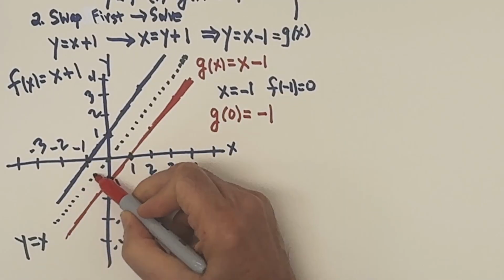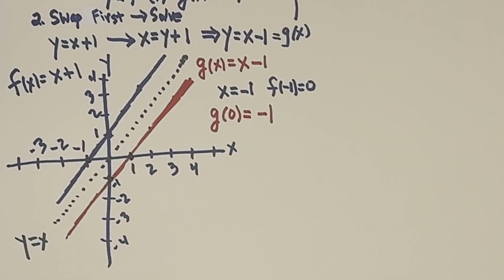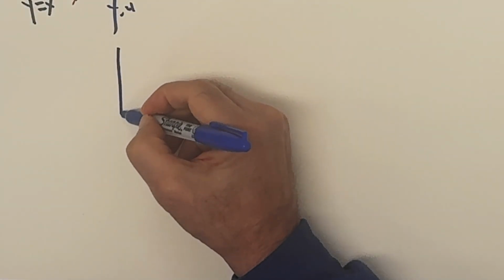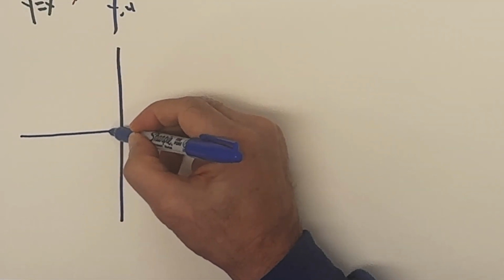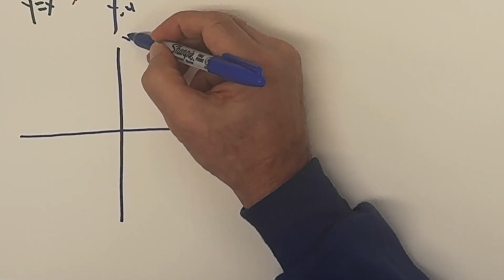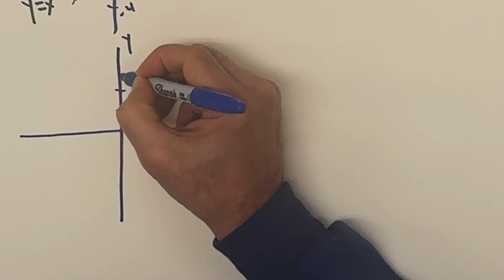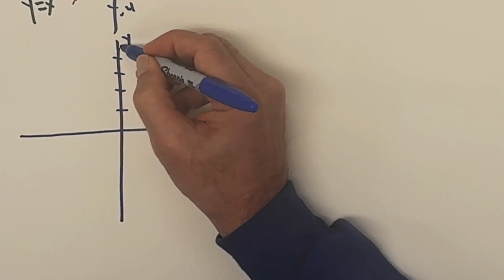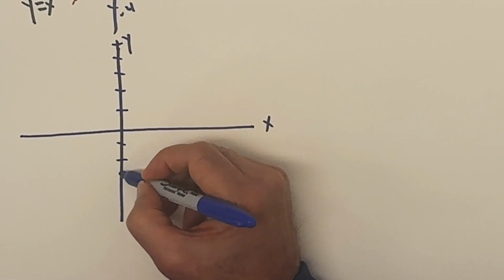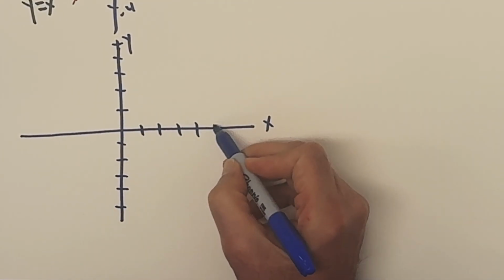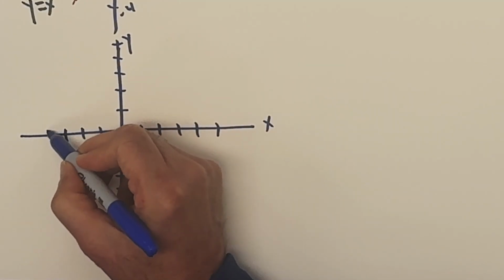So what I want to emphasize is the reflection about that line y equals x. Now we're going to move to something a little more advanced, and that is a parabola. So I'm going to look at a parabola. Let's go ahead and put some values down, 2, 3, 4, say 5, on each axis.